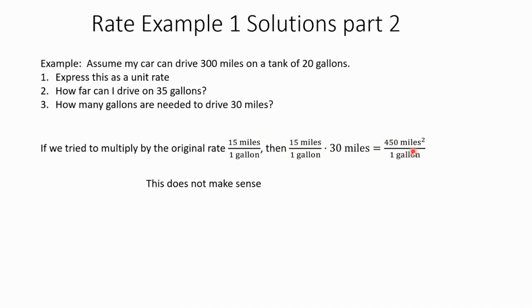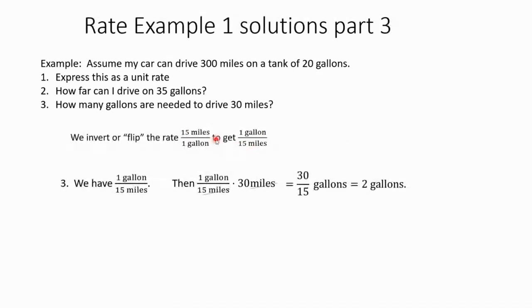But what we can do is this instead. This 15 miles per gallon is a rate. If we were to invert it or flip it, so to say, we would get 1 gallon per 15 miles. So it's another way of looking at this rate. We're just flipping it basically. We still have a rate. It's not a unit rate anymore, but it's still a rate.